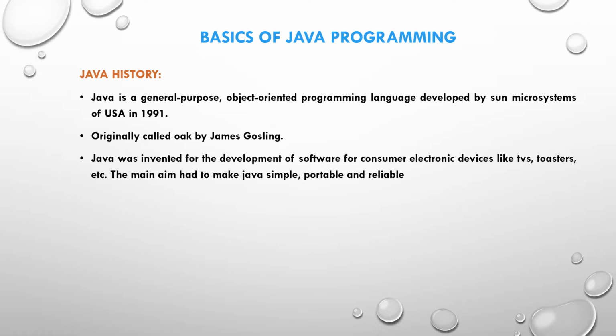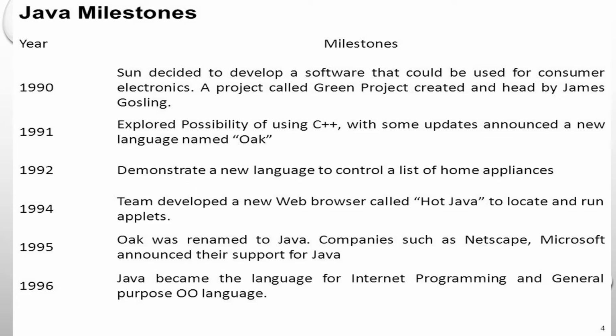Java was invented for the development of software for consumer electronic devices like TV, toaster, washing machine, fridge, etc. The main aim was to make Java very simple, portable and also reliable. So this is a brief history of Java. Java has some important milestones in its development.